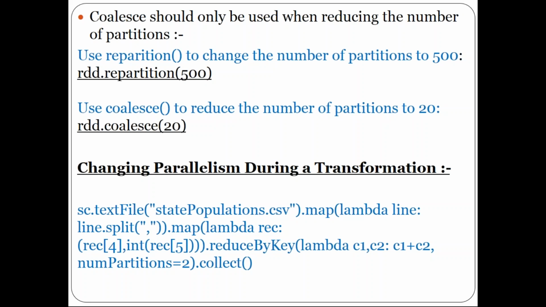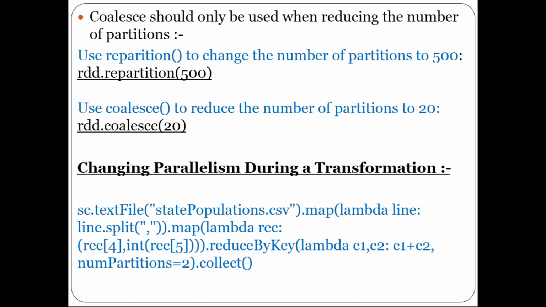RDD.repartition is 50 and RDD.coalesce is number of partitions to 20. Coalesce should be used only when reducing the number of partitions, and using repartition to change the number of partitions to 500 is the example there, and using coalesce to reduce the partitions to 20 is the example below.